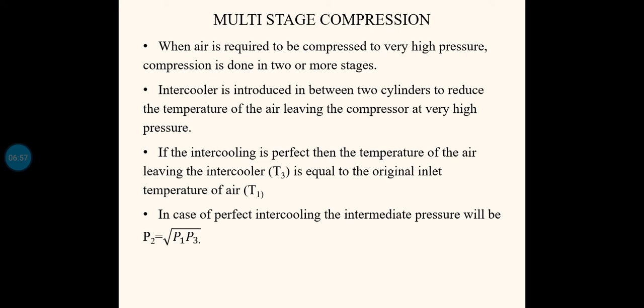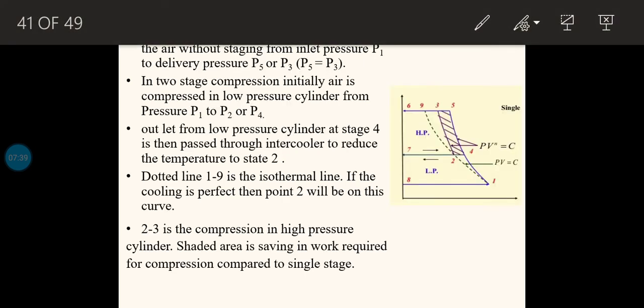So the pressure after the first stage compression will be the same as the pressure entering the second stage compression. So P2 is the pressure leaving the first stage as well as the pressure entering the second stage. Now the second stage compression takes place from the pressure P2 to the final pressure P3. So P3 is the final pressure, P1 is the inlet pressure and P2 is the intermediate pressure. If perfect intercooling is happening, then we can assume that the intermediate pressure will be P2 equal to the root of P1 into P3. Anyway, we will derive this relation for the minimum work done. At that time we will discuss it further.